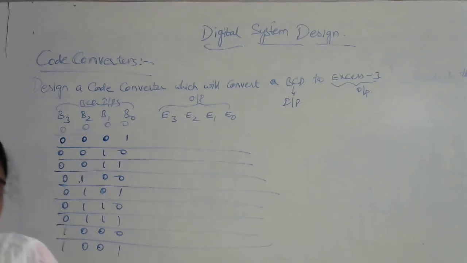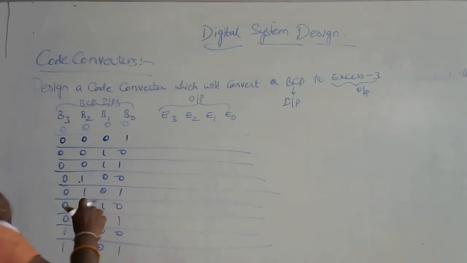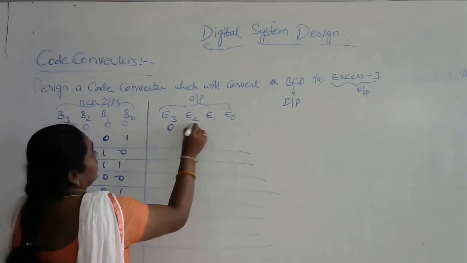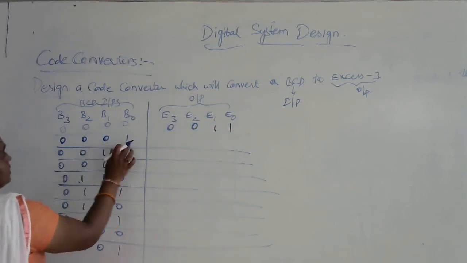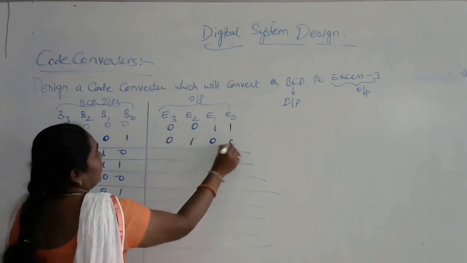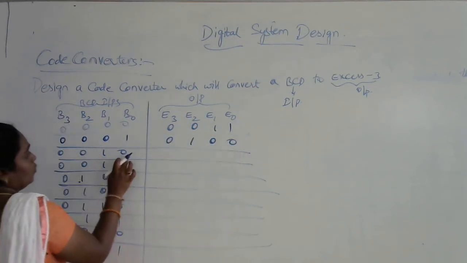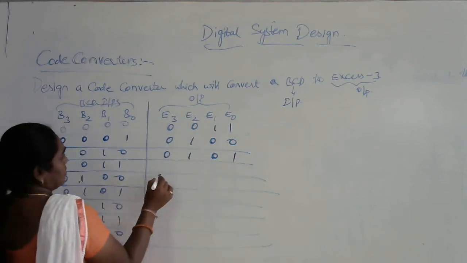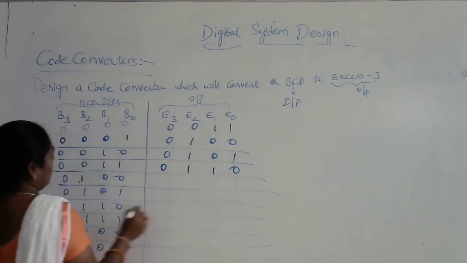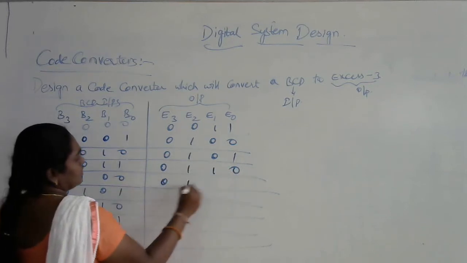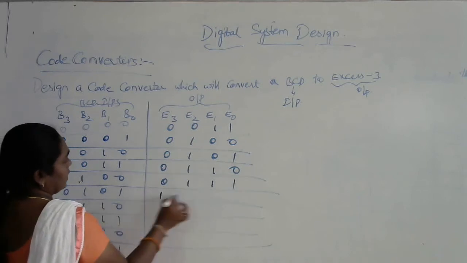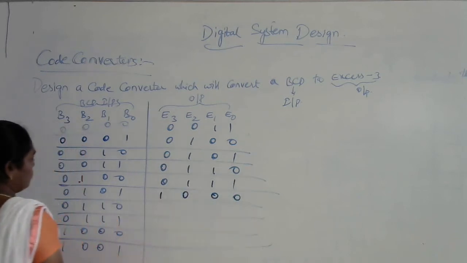So here the XS3 code for the first input, this is 0. For 0, 0 plus 3 is 3, and the 3 equivalent is 0011. Similarly, this is 1, 1 plus 3 is 4, so the 4 equivalent is 0100. 2, 2 plus 3 is 5, 0101. This is 3, 3 plus 3 is 6. This is 4, 4 plus 3 is 7. So for each and every individual decimal digit, we need to add plus 3 and convert that into binary form. This is 5, 5 plus 3 is 8, the 8 equivalent is 1000.